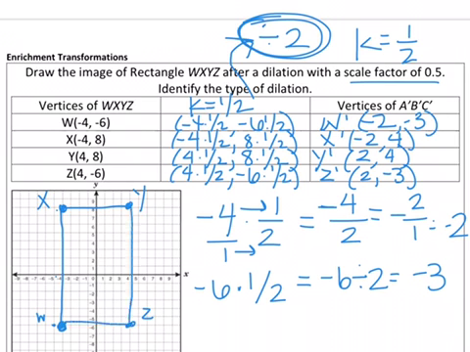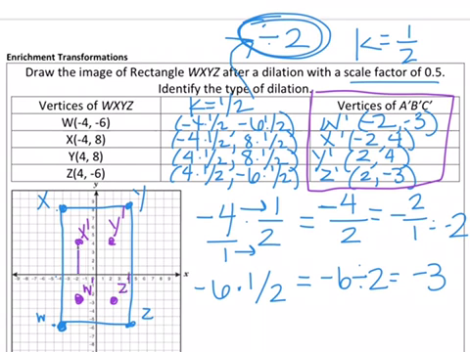Now we're going to do our image, and I'm going to do it in purple. I'm going to circle all the coordinates in purple so you can tell. So for W prime, we have -2, -3, so that's W prime. For X prime, we have -2, 4, X prime. Y prime, we have 2, 4, and then Z prime, 2, -3.